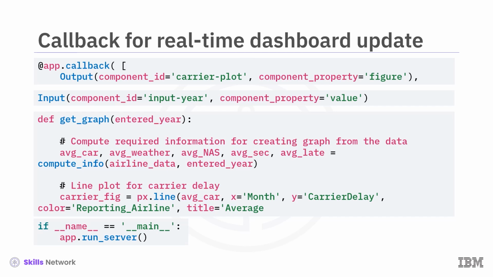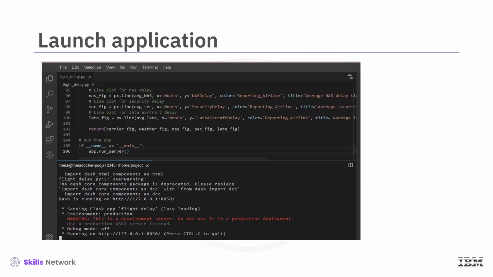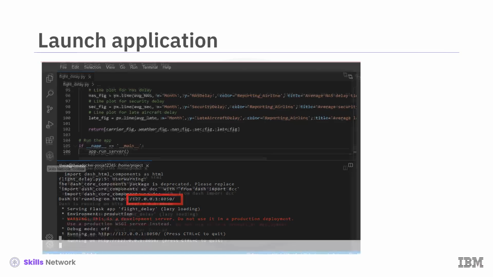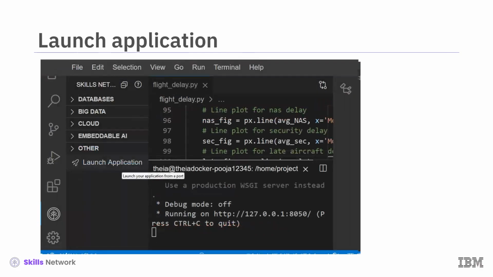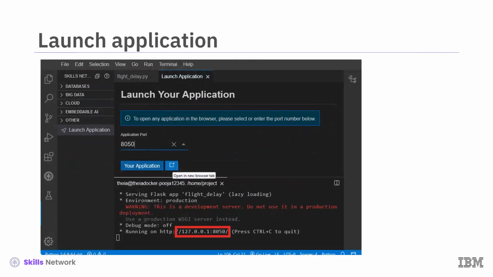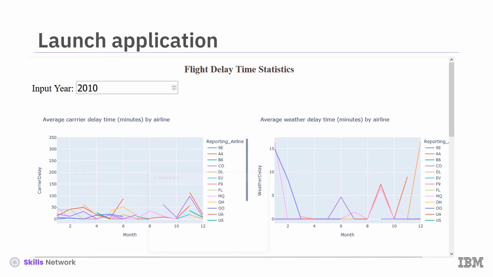1. You will get the port number after you run the application. 2. Now you need to launch it. Click the Skills Network toolbox. 3. Then click Launch Application. 4. Enter the port number, in this case 8050, in the application port box. 5. And then click Your Application. 6. The output should look like this.